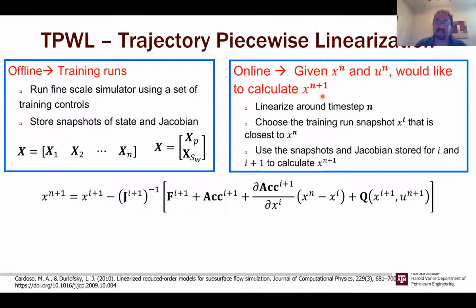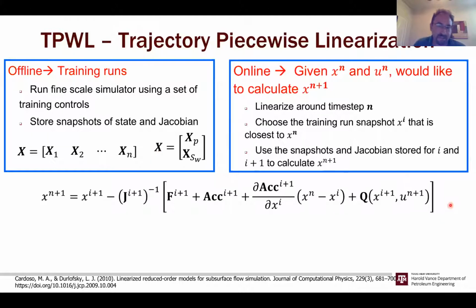What is the state that is closer to the one that we are trying to get, and we can predict what is the next state based upon what has been saved already. Okay, and that's basically using that equation right here. That is just an application of that linearized system by looking at what is the closest state from the one that I have already saved. Okay, so that's very nice.